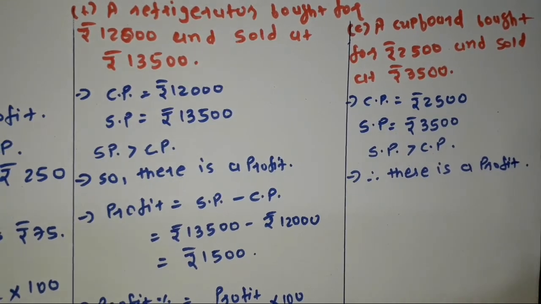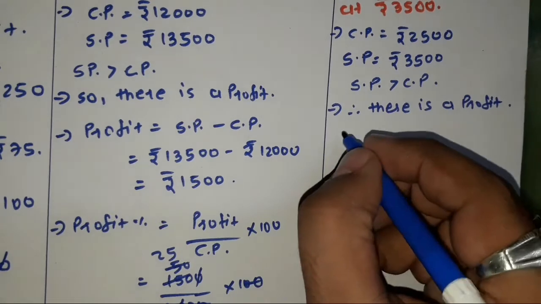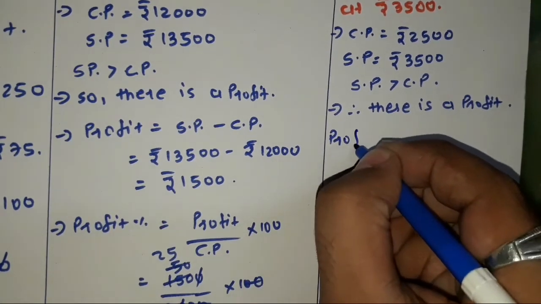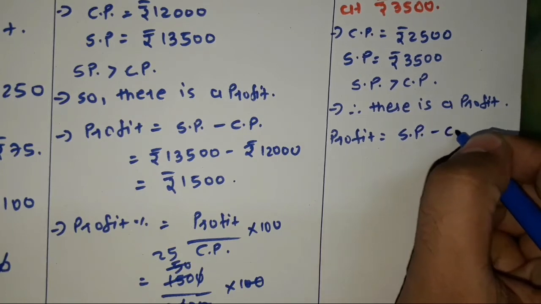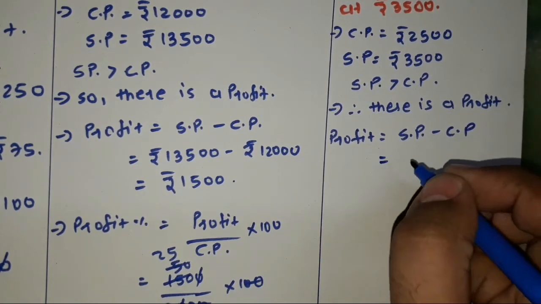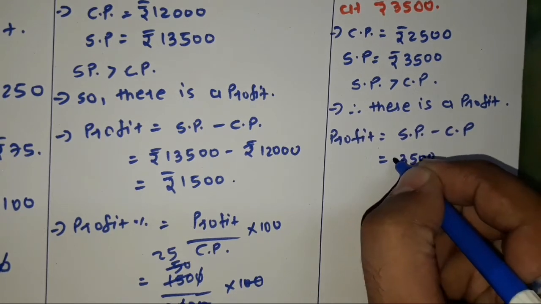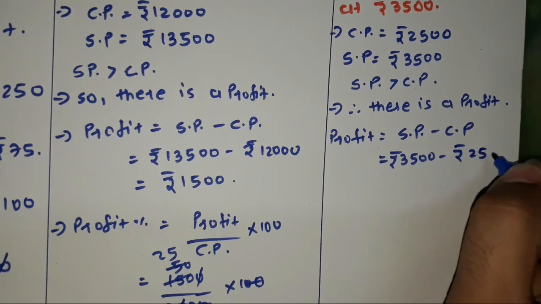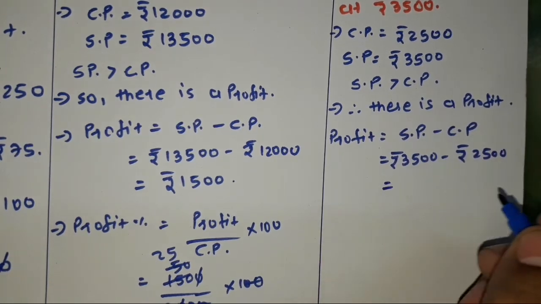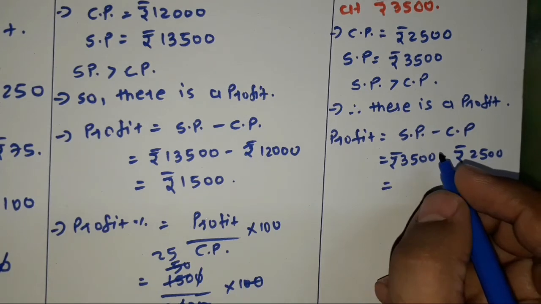But how much profit? To find that, first we will write that profit is equal to selling price minus cost price. So for that, selling price is how much? Rupees 3,500 minus cost price, which is how much? Rupees 2,500. So rupees 3,500 minus 2,500, I will get rupees 1,000. Sorry.